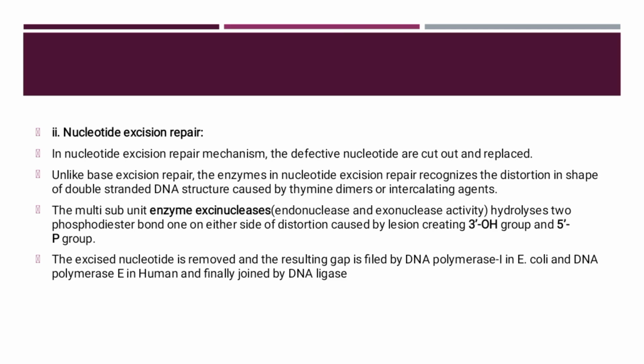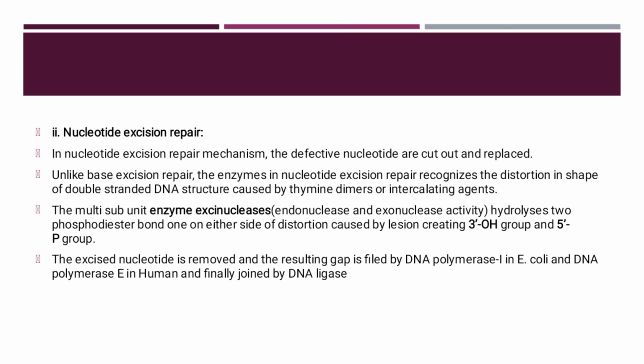And next one, nucleotide excision repair. In this mechanism, the defective nucleotides are cut out and replaced. Unlike base excision repair, the enzymes in nucleotide excision repair recognize the distortion in shape of the double-stranded DNA structure caused by thymine dimers or intercalating agents. The multi-subunit enzyme excinuclease has endonuclease and exonuclease activities, and these hydrolyze two phosphodiester bonds, one on either side of the distortion caused by the lesion, creating a 3' hydroxyl group and a 5' phosphate group.